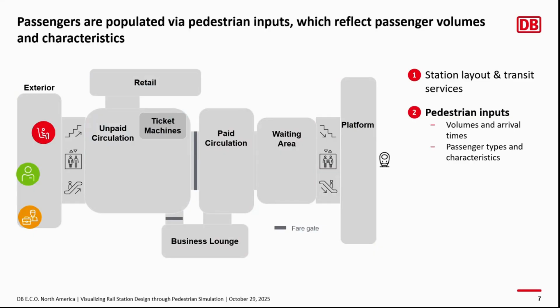Next is the pedestrian inputs that populate the actual passengers in the model. So what are the volumes of passengers that we anticipate? What is the distribution of arrival times to the station, and how might that be affected by passenger types and passenger characteristics? And then also just what passenger types do we want to model? Like, do we want to look at trip purpose, like business passengers versus leisure passengers, or do we want to look at age? Like, do we want to be able to model how senior passengers might move throughout the station, etc.